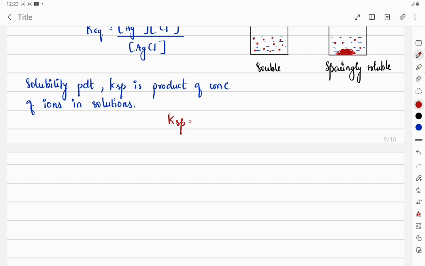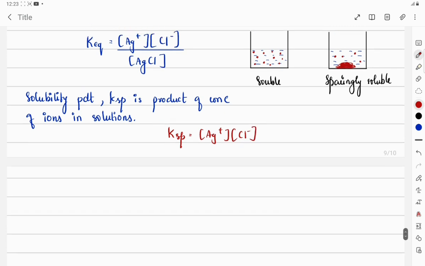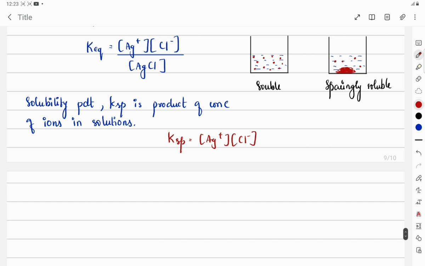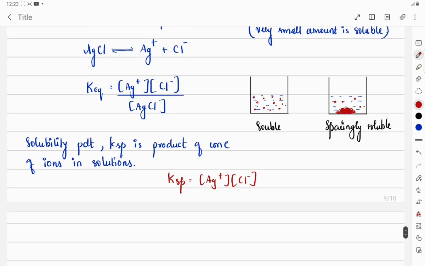Obviously we have added AgCl, so the ions produced will be Ag plus and Cl minus. So this will be concentration of Ag plus into concentration of Cl minus. Now how can we compare K equilibrium and KSP? Since I already told you that AgCl is not being dissociated much, it is a sparingly soluble salt, only some amount of the AgCl is dissociated into Ag plus and Cl minus and goes into solution.